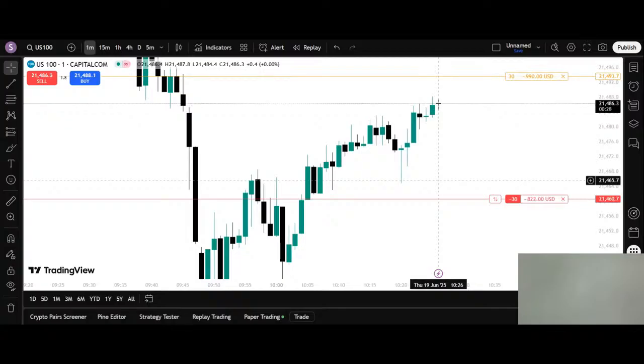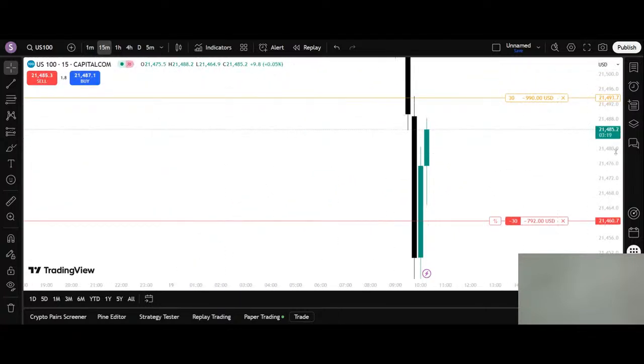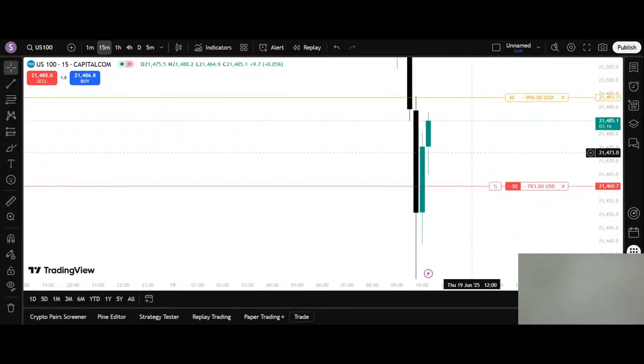I'm still not gonna be closing my trade. I might close it when I see the 15-minute close. So I'm gonna wait for that. It's gonna happen in 3 minutes. So let's see if we're gonna be in a position in 3 minutes or not.